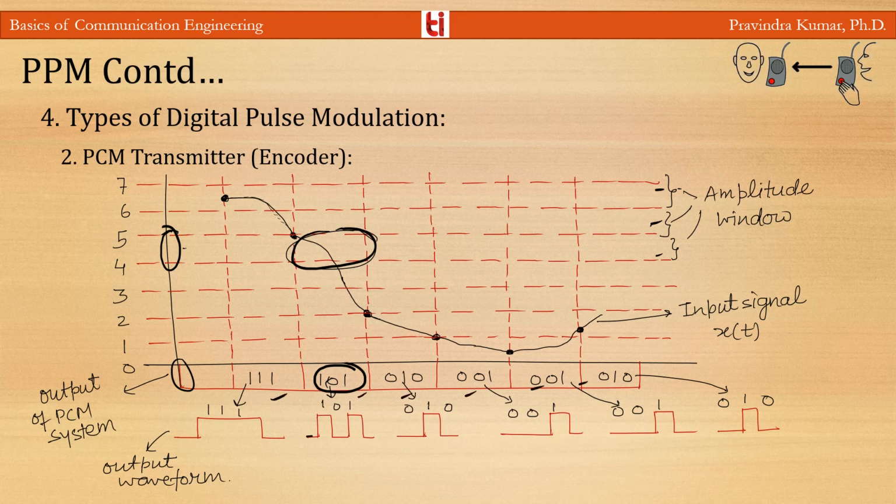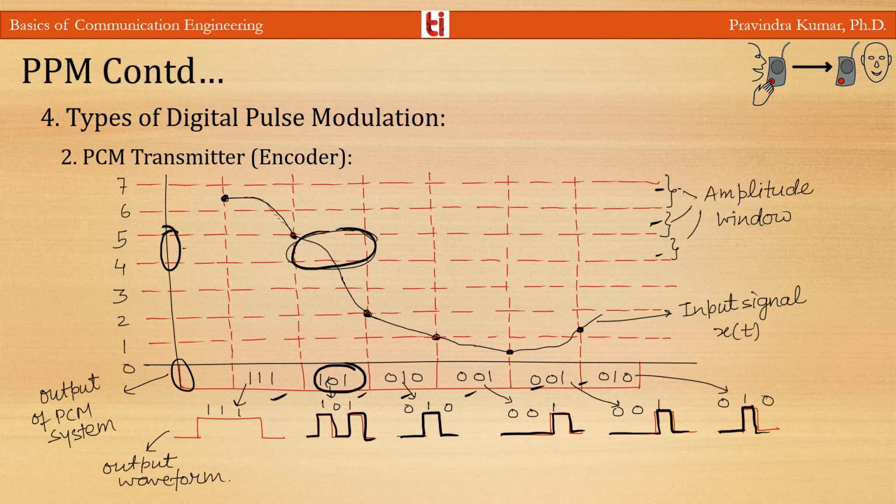binary words, and these words can be represented in the form of a waveform. So the output waveform for 111 is like this, for 101 this is the waveform, and for 010, 001, 001 and 010, so different levels can be represented by binary. In this example we have converted the amplitude into 3-bit codes, but in practice the number of bits per word can be as high as 8, 9 or 10. So this is only an example.